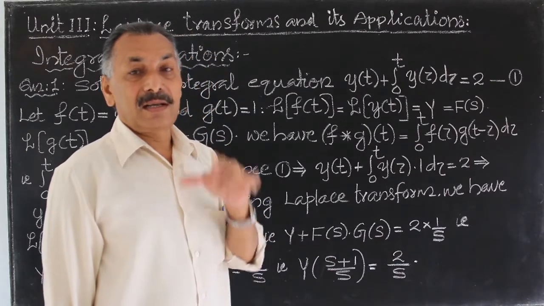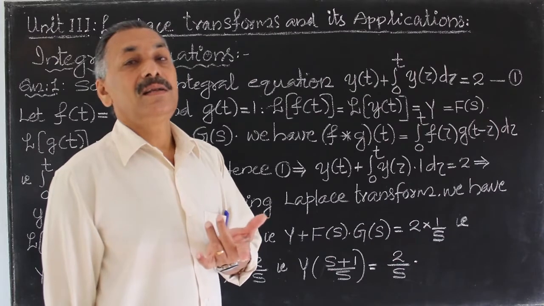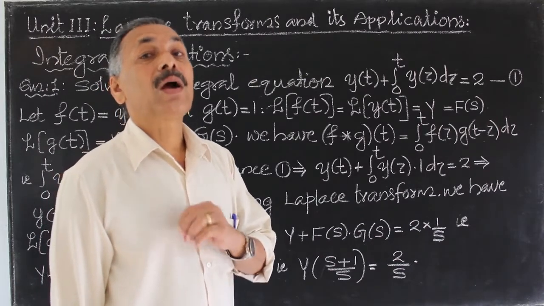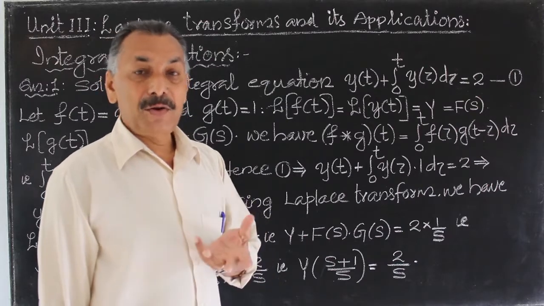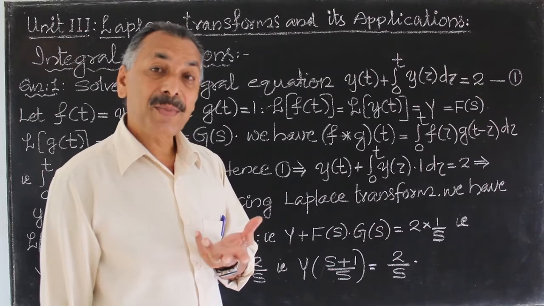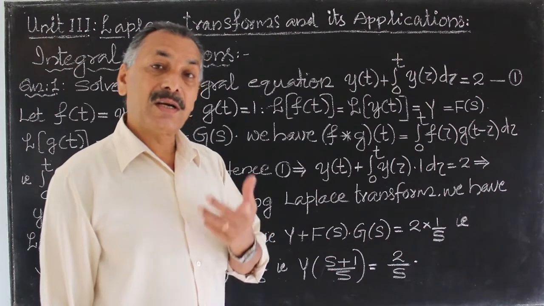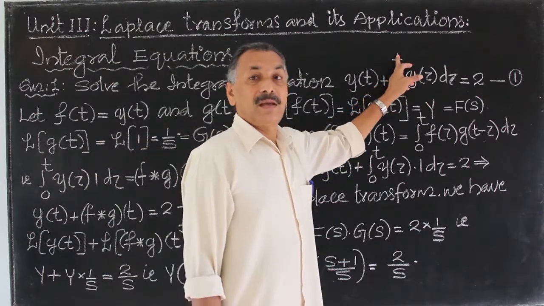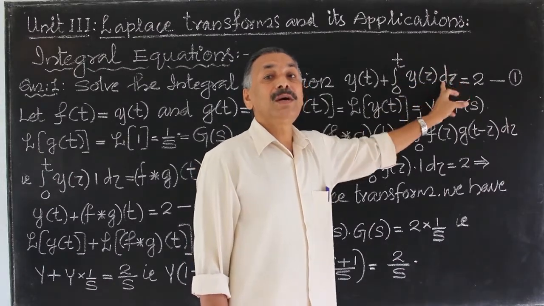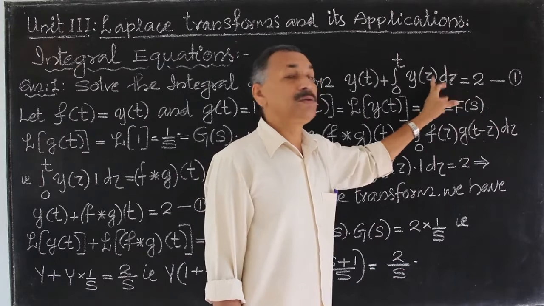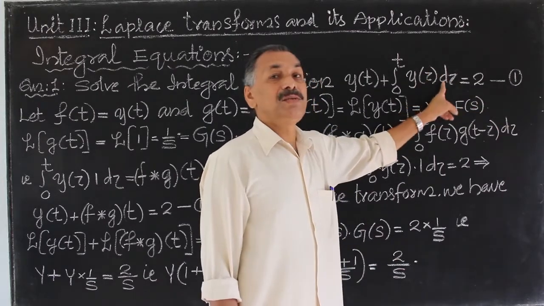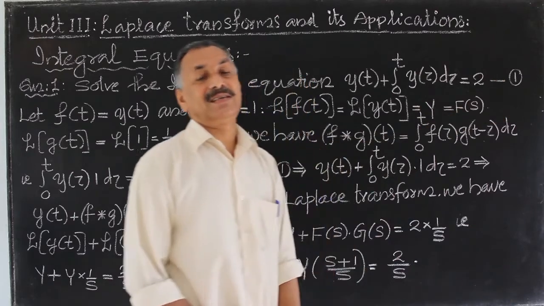First, the term inside the integral is expressed in the form of convolution. Convolution f after g of t is equal to, what is f after g of t? f after g of t is equal to integral 0 to t f of u into g of t minus u du. Like f of z into g of t minus z dz.